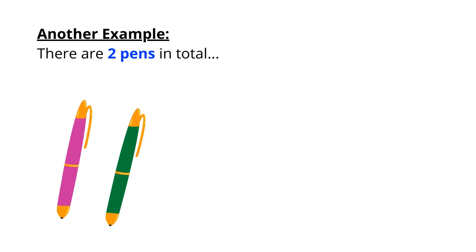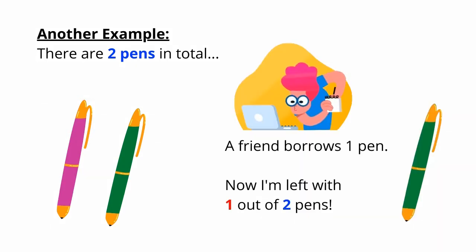In this example, let's say I have 2 pens, and I give this pen to a friend. That leaves you with 1 pen. 1 out of the 2 pens are left.